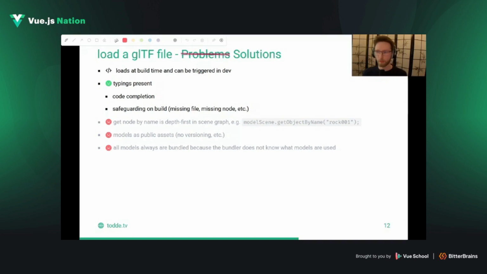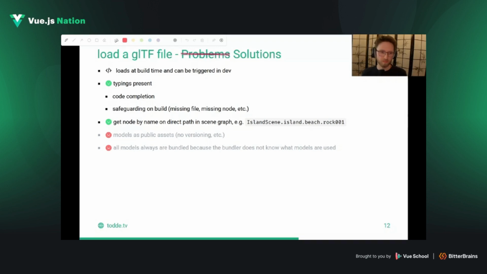So we have typings, we have code completion, we have safeguards on build. We get notified if a model is missing, or if someone in, for example, Blender changed the names of the nodes and we are not able to get maybe rock 001 because it's now stone 001. We get a type error and we get this on compile time. Also, we can make some calls inside the scene graph, and it's only going the direct way we want to go. No searching, no depth first, no other algorithms you could throw on it.